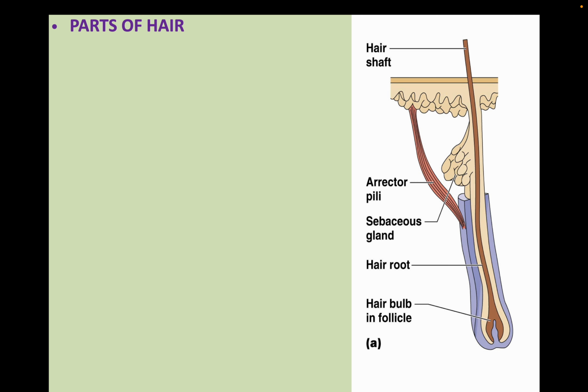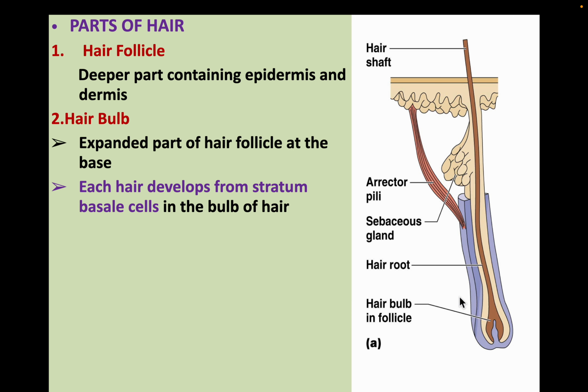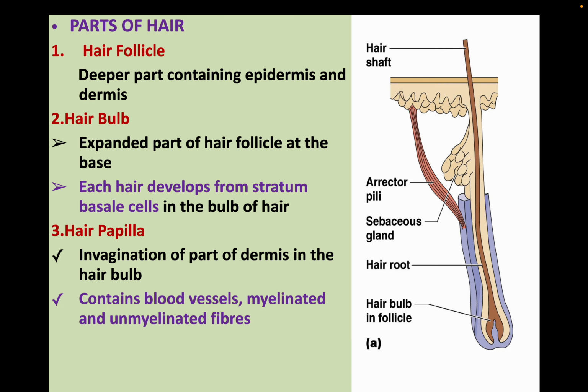Then parts of the hair. It has the hair follicle, the deeper part containing epidermis and dermis. Then it has the hair bulb, the expanded part of the hair follicle at the base. Each hair develops from the stratum basale into the bulb of the hair. Then hair papilla, invagination of part of the dermis in the hair bulb. You can see this is the hair papilla. It contains blood vessels, myelinated and unmyelinated nerve fibers.